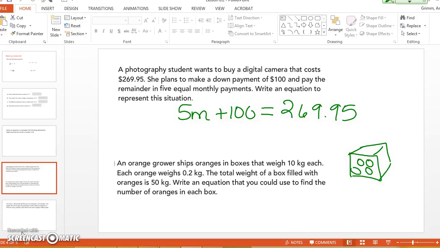The total weight of a box filled with oranges is 50 kilograms. Write an equation you could use to find the number of oranges in each box. What did I tell you to always start with? Equal. What is the equal? Oh. 50, because that's the whole thing, right? The box with all the oranges in it. So we're going to say equals 50.